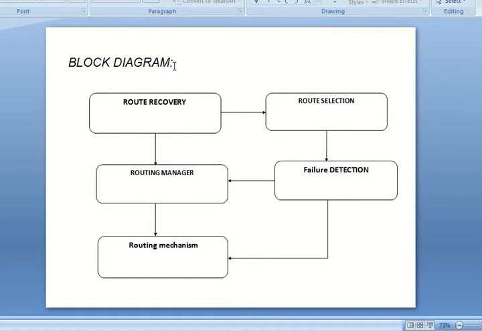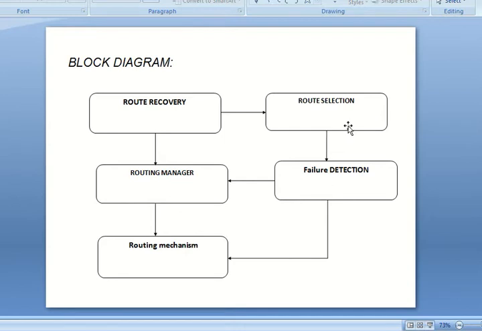The block diagram of our proposed system is given. There are 5 blocks. The first block is route recovery. When a packet has to be transmitted from the source to the destination, the route will be discovered in the route recovery phase. And second is route selection. In route selection, it will take the responsibility of choosing the shortest path.